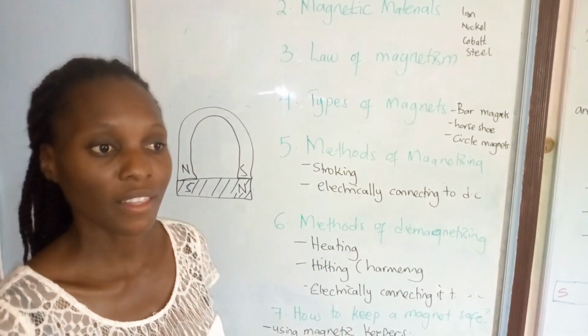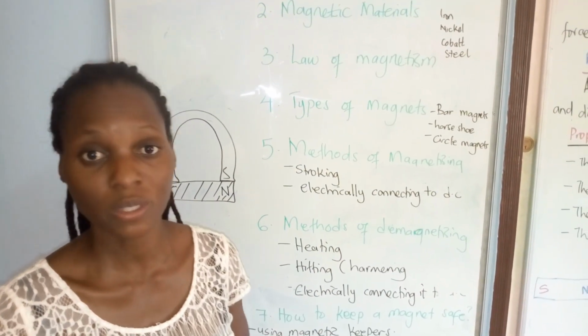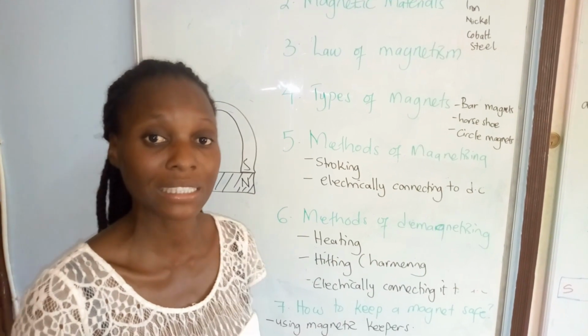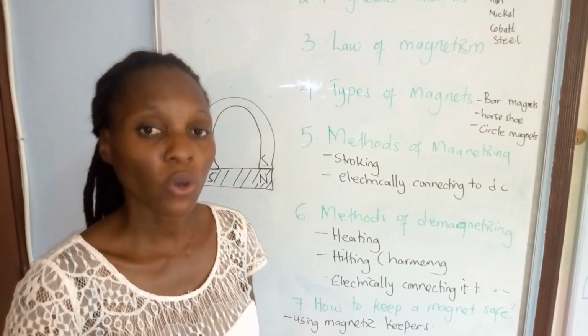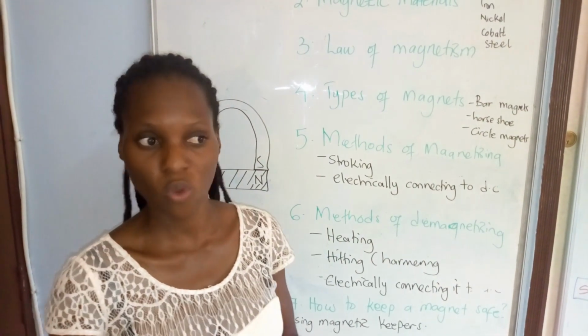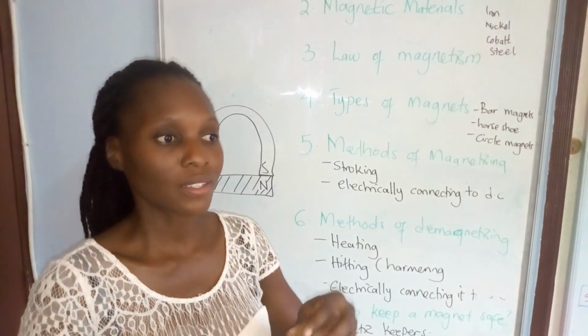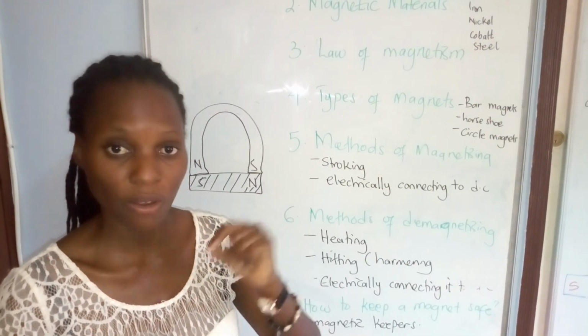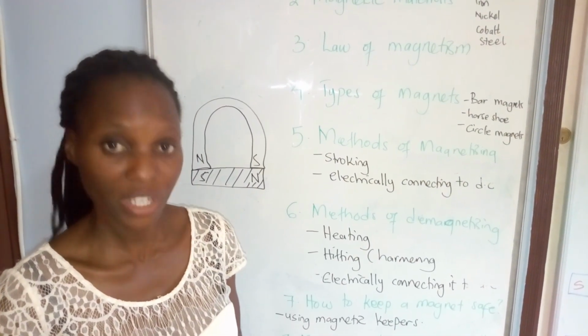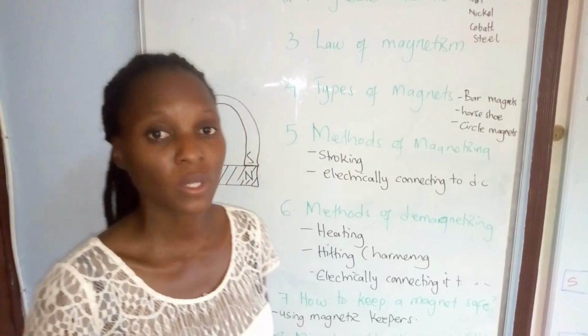And then we looked at the different types of magnets. We looked at the bar magnet, the horseshoe magnet, the circle magnet, and then the U-shaped magnets. For all these types of magnets, it was evident that all of them had a north and a south pole. So it is the commonest thing in magnets. They will always have the north and the south poles.